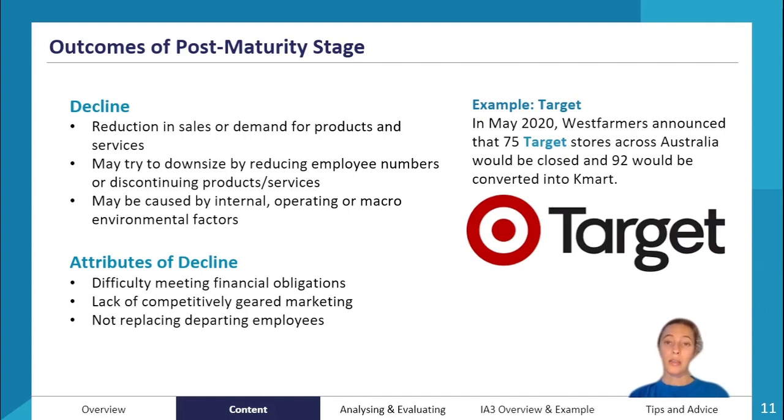Another example is Target. Back in 2020, in the period of COVID, when that first came about, Wesfarmers, the parent company, announced that 75 Target stores would be closed and 92 would be converted into Kmart, and Kmart was doing far better at the time. So they were trying to appeal to consumers by going for what they were looking for. People wanted Kmart for the lower price point and that kind of thing. So they were responding to that market demand.